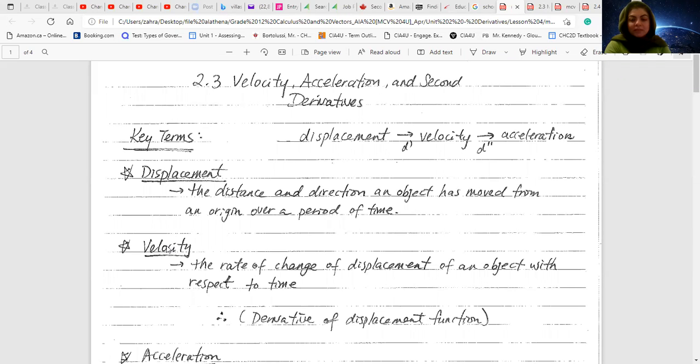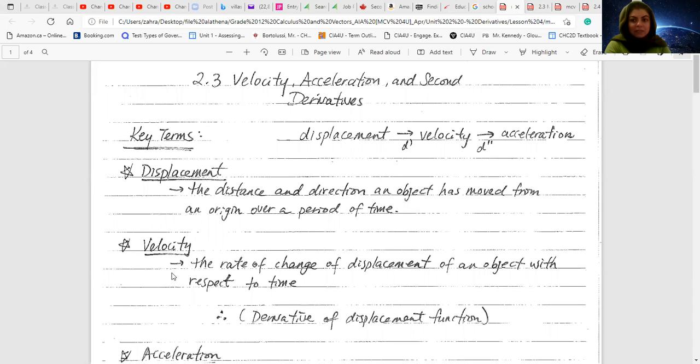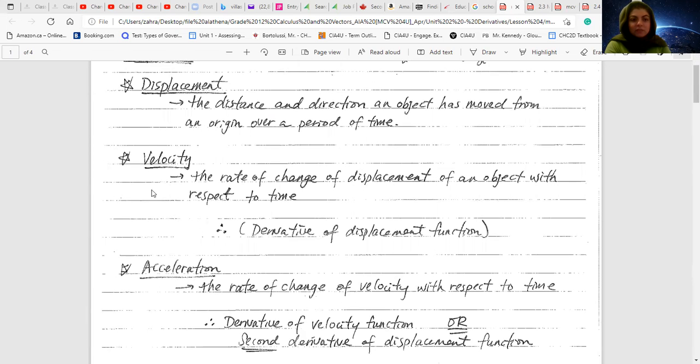Velocity is a vector as well, so it has a magnitude and it has a direction. Velocity is the change in position, or change in displacement, over time. Basically, displacement over time is velocity: the change in displacement over a period of time. This is the slope of the displacement-time graph.